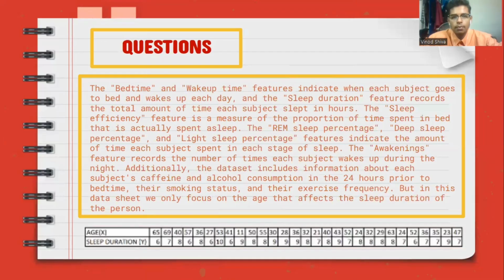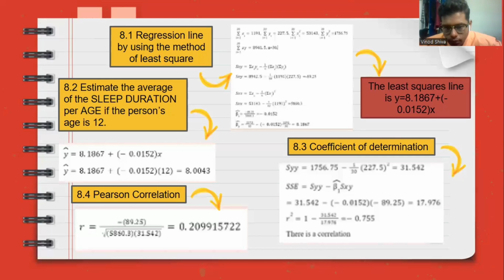So here are the sample questions, followed by the steps for the solutions, starting with 8.1 until 8.4.